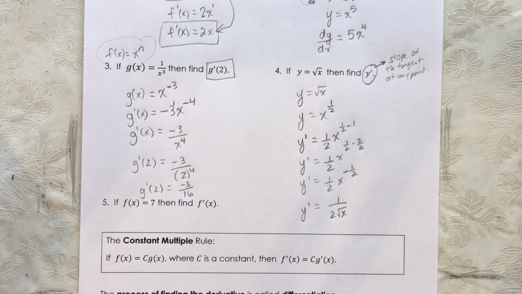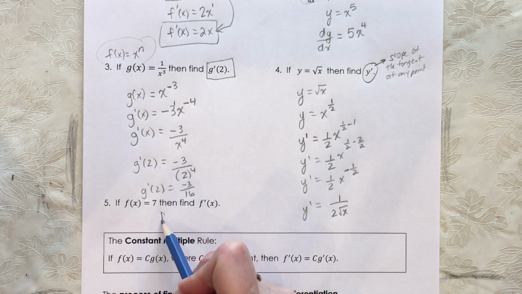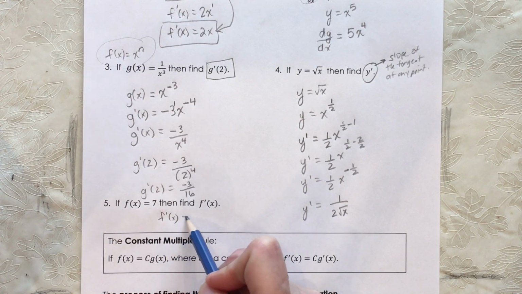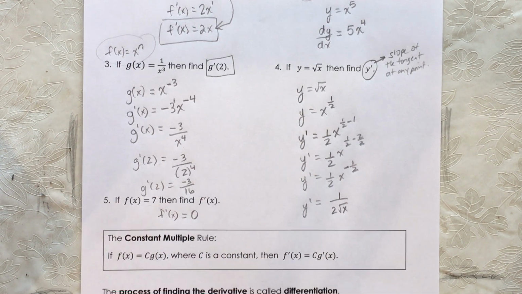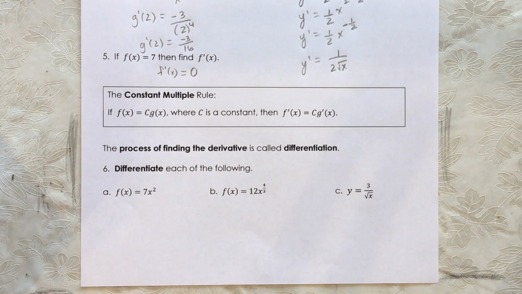Okay, if f at x is 7, then find f prime at x. So that's our derivative of a constant rule. If the function is just a constant, then we automatically know that the derivative is 0. Easy. Okay, the constant multiple rule. So that says if f at x is some constant times g at x, where c is any constant, then f prime at x is just that constant multiplied by the derivative. So pretty easy, the constant just stays out front and then multiplies by the derivative of the power function.